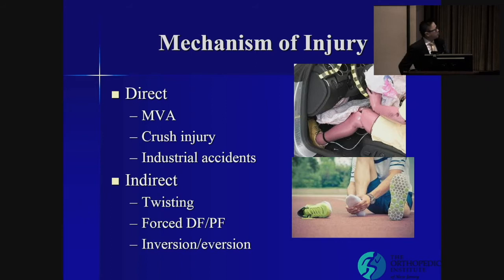Now, when you're talking about foot injuries, they're all really grouped into a couple of mechanisms of injury, both direct and indirect, like any other injuries that you see in the foot and ankle. You have the direct injuries from car accidents, crush injuries, industrial accidents, and you have the indirect, mostly from sport injuries like twisting, forced dorsiflexion and plantar flexion, and inversion and eversion.